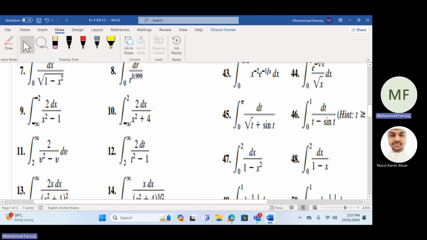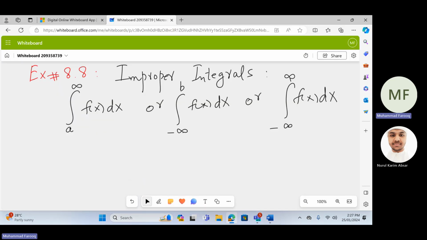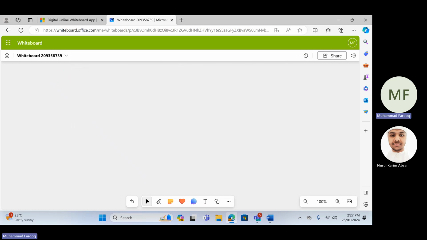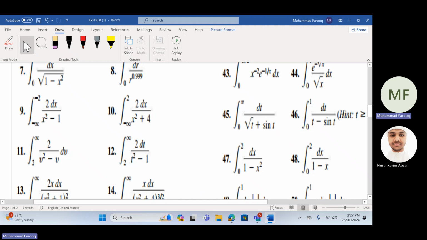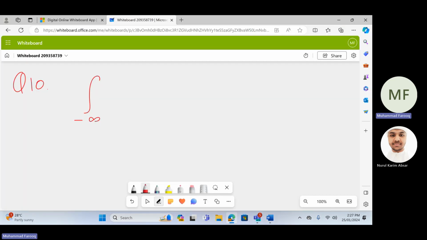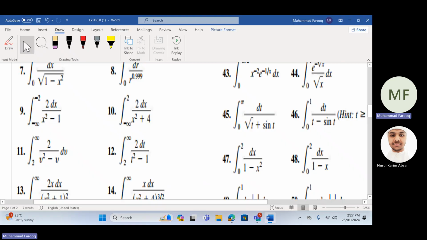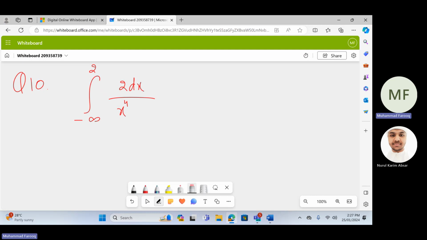Minus infinity is the lower limit, until 2, and the integrand is 2 divided by x squared plus 4. Section 8.8, question number 10 we are now answering. Integrate from negative infinity to 2 of 2 dx divided by x squared plus 4.